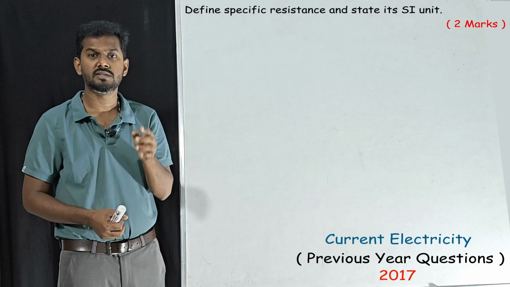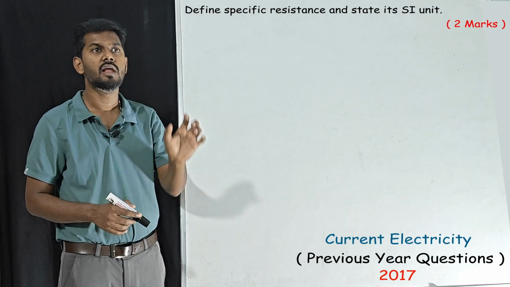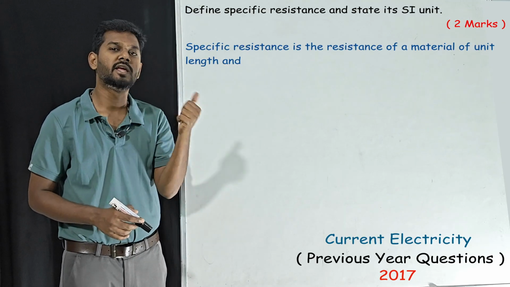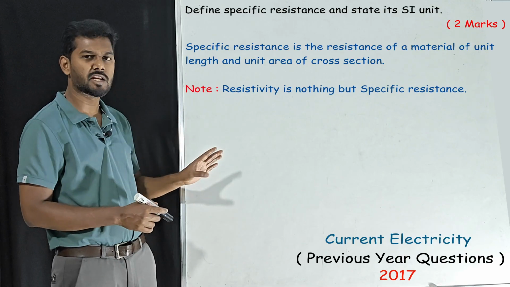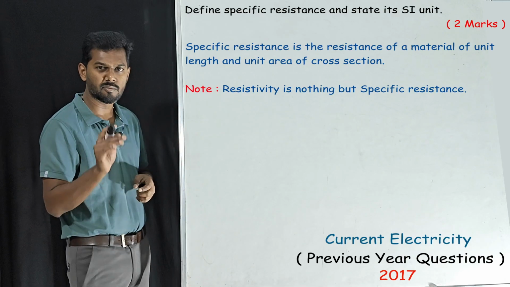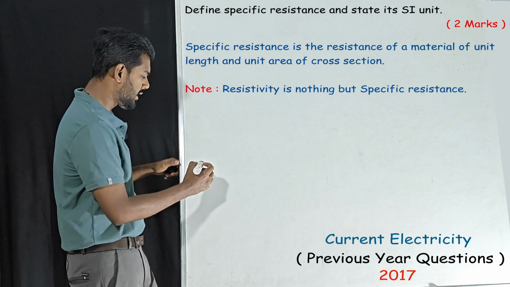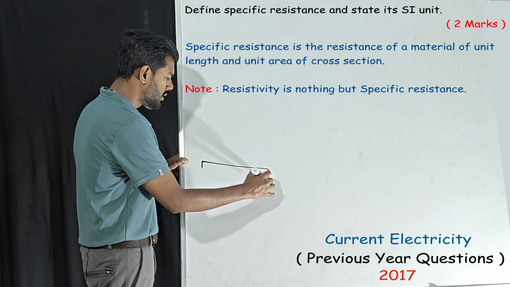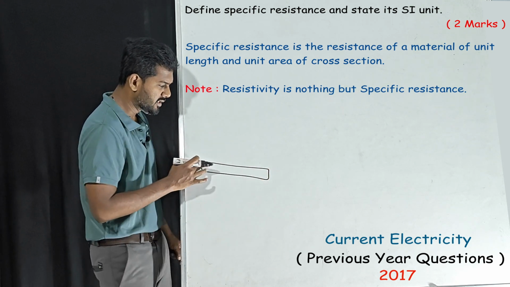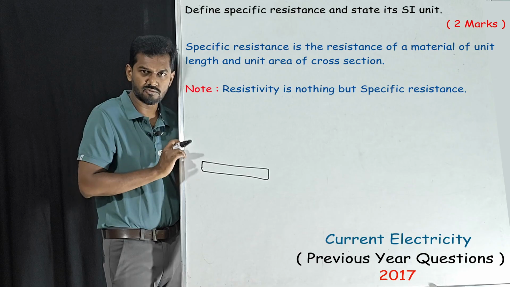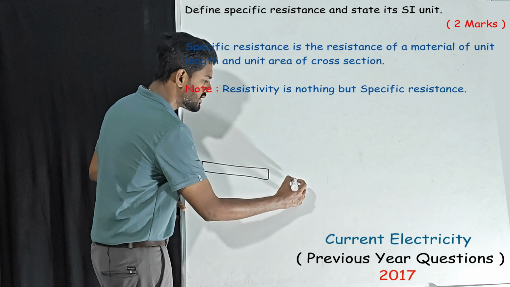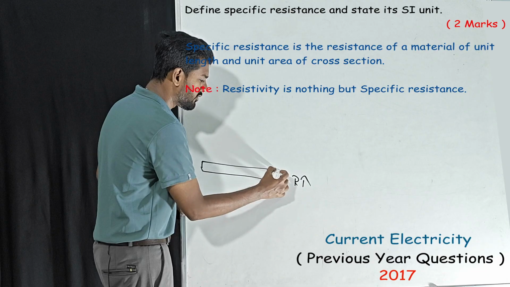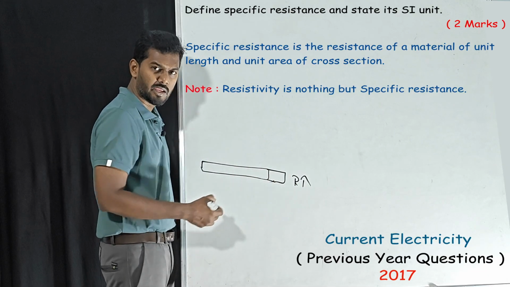Specific resistance is the resistance of a material of unit length and unit area of cross section. Did you understand anything? But if you understand it in a proper way, the definition will become easy. There is no need to learn it by heart. See, you take a wire. This is the length of the wire, this is the thickness of the wire. If I increase the length, what happens to resistance? Resistance also increases.